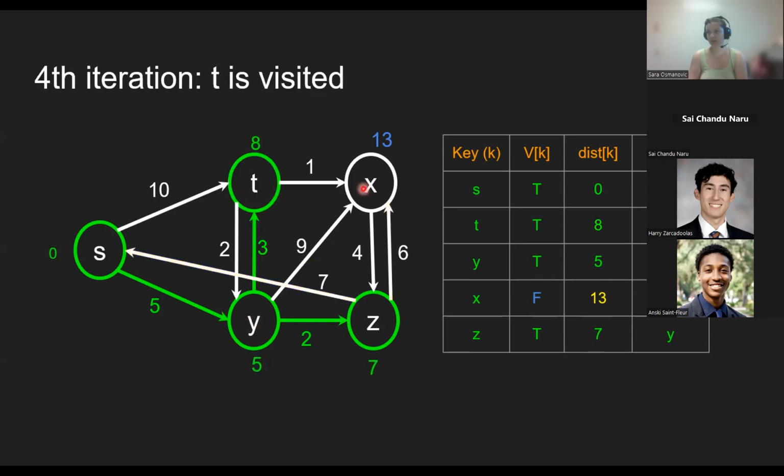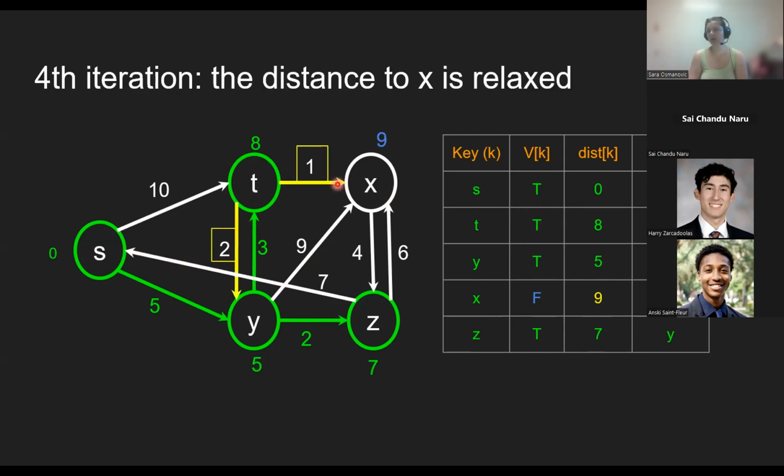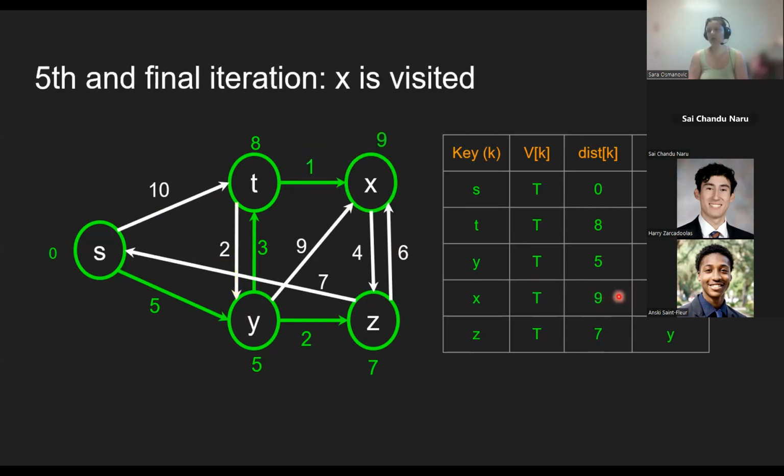So you visit this one, you were visiting T, set that one to true, and then you do the same thing. You look at the edges. We visited Y, so we don't care about that one, and there's weight 1 from T to X. So we update that in the table, and right now that's the smallest value left. So we visit that one.